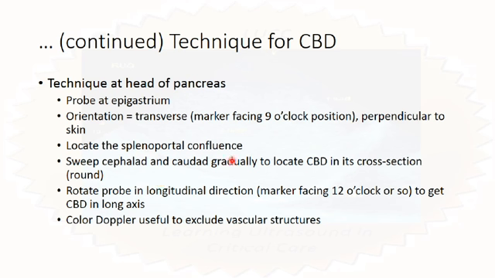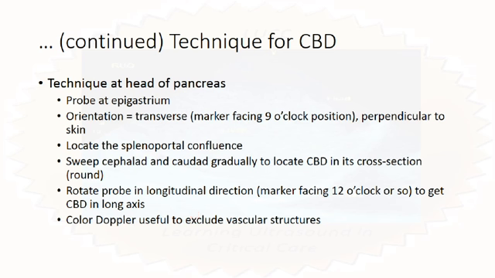And now what you try to do is to locate the CBD in its cross section, and it will be round. After that, you can rotate the probe in the longitudinal direction to get the CBD in the long axis. If you use color Doppler, you can exclude any vascular structures that are nearby.